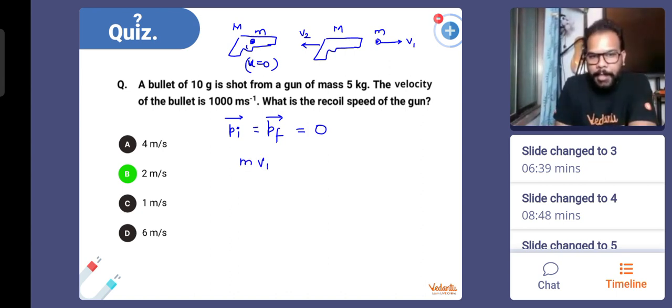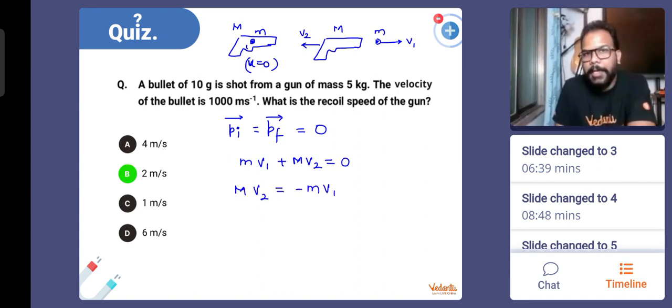So final momentum is basically m into v1 plus capital M into v2 equal to 0. So when I calculate the value of v2, M v2 is equal to minus m v1. This minus sign is indicating the recoiling of the gun. Minus sign is indicating the negative direction of the momentum of the gun. So v2 will be minus small m by capital M into v1.